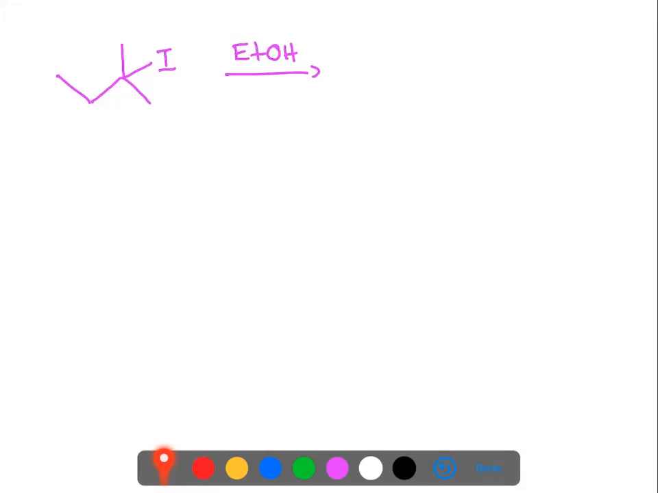In this example, we're going to start with a tertiary alkyl iodide, and the reagent is ethanol. And so I've just given away the first part. If we analyze the substrate, we see that there are 3 groups attached to the alpha carbon. So this is a tertiary system. And if we look at the nature of our reagent, we recognize this as an alcohol, ethanol, and alcohols are weak bases and weak nucleophiles. So it'll be that last category that we looked at previously.